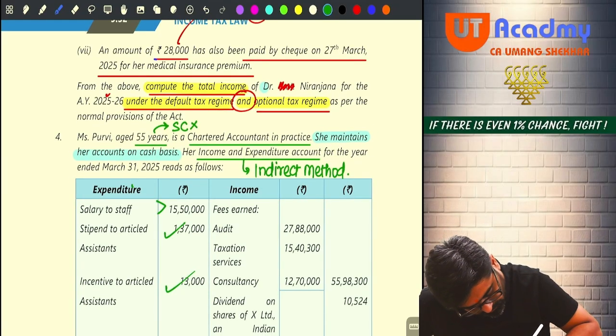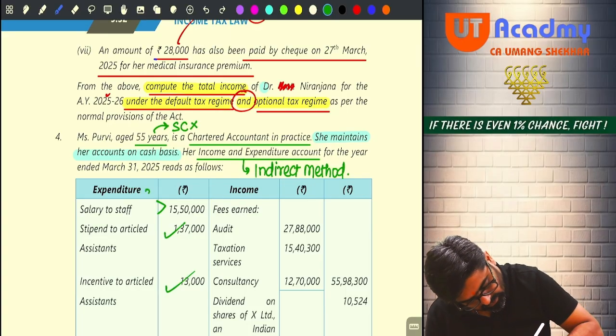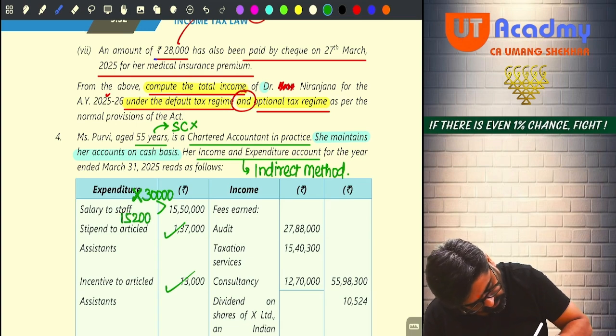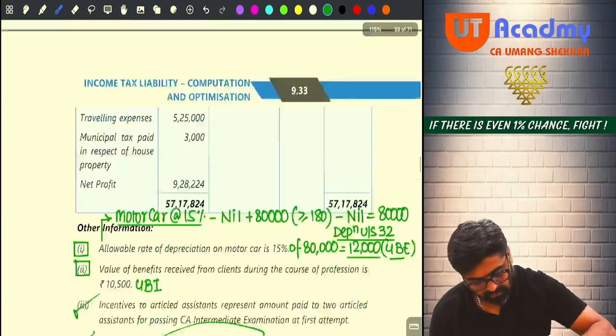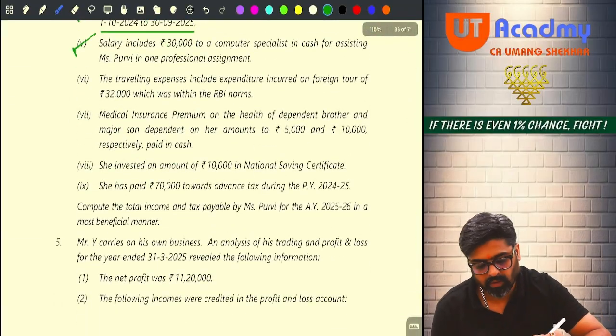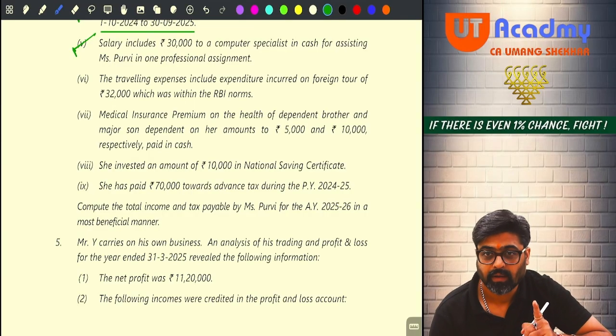So out of this, can I say 30,000 will be disallowed, and the balance 15,20,000 staff salary, what should I do? This will be allowed, yes or no? So this information is also done. Now the traveling expenses, now see, again this is a trap, again this is a trap. I'm telling you in advance, this is a trap.